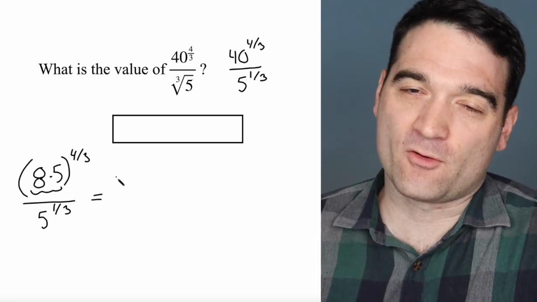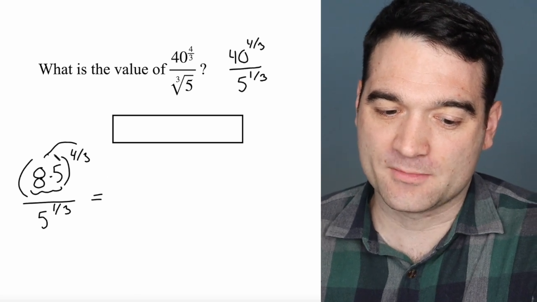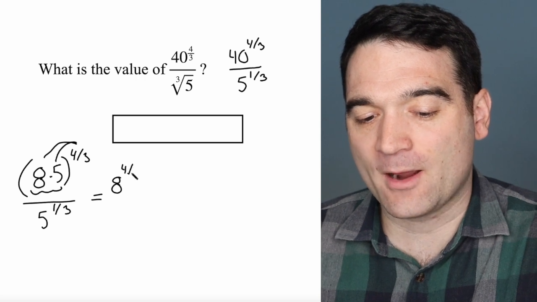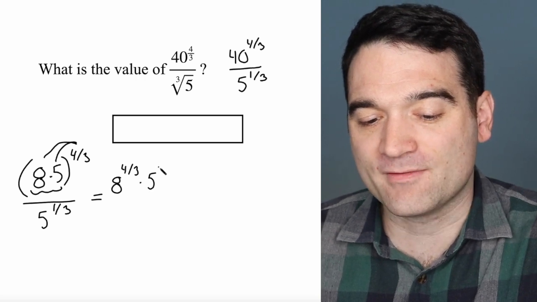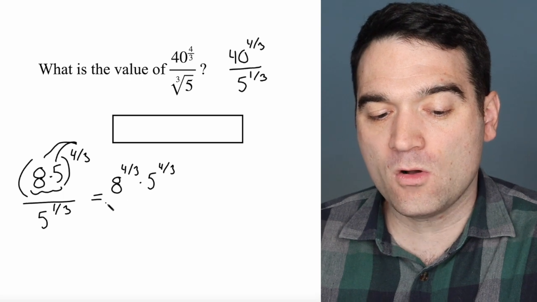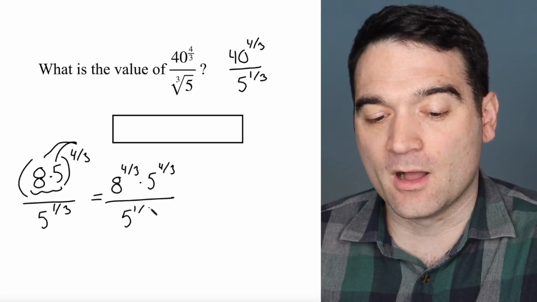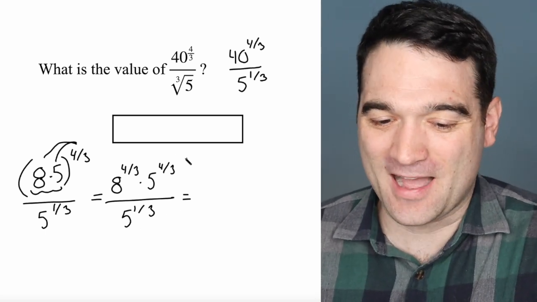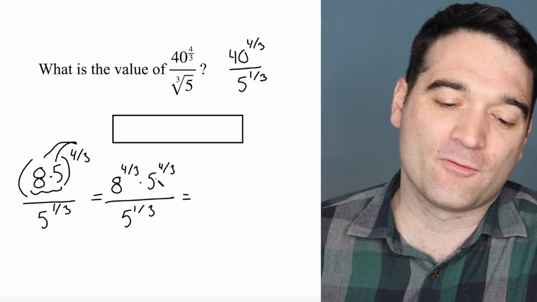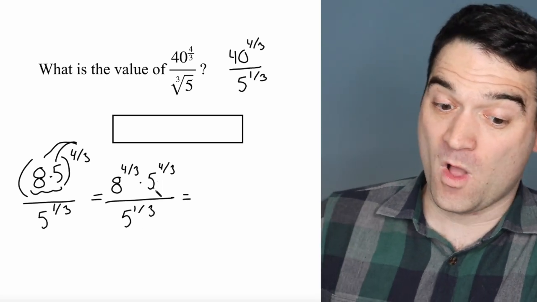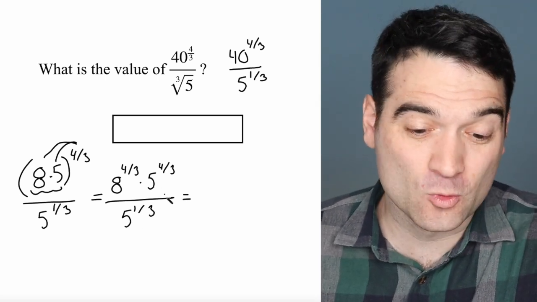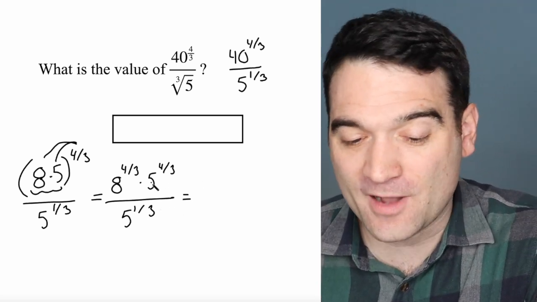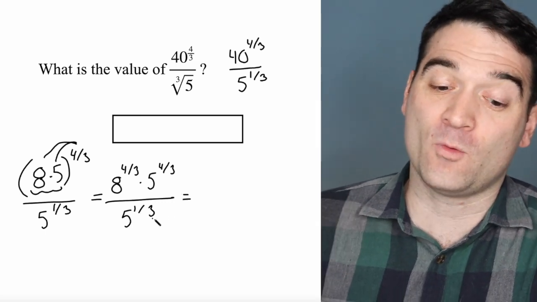8 times 5 to the power of 4/3, another exponent rule, here it comes. We can distribute this in and rewrite this as 8 to the power of 4/3 times 5 to the power of 4/3 over 5 to the power of 1/3. All right, now let's focus on the 5s, right? 5 to the power of 4/3 over 5 to the power of 1/3 is a division. What's the rule for dividing exponential terms? You subtract the exponents.